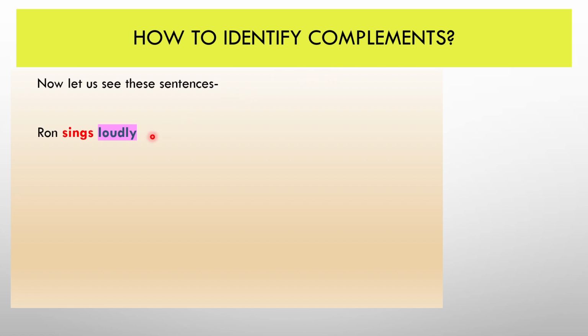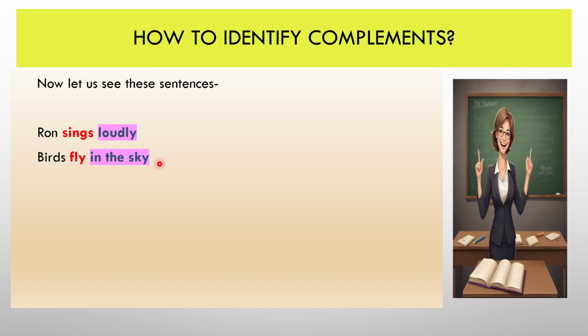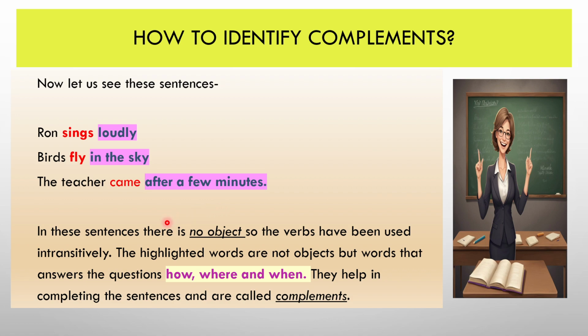Now let us see in these sentences. Ron sings loudly. Birds fly in the sky. The teacher came after a few minutes. In these sentences, there is no object, so the verbs have been used intransitively. The highlighted words are not objects, but words that answer the questions how, where, and when.